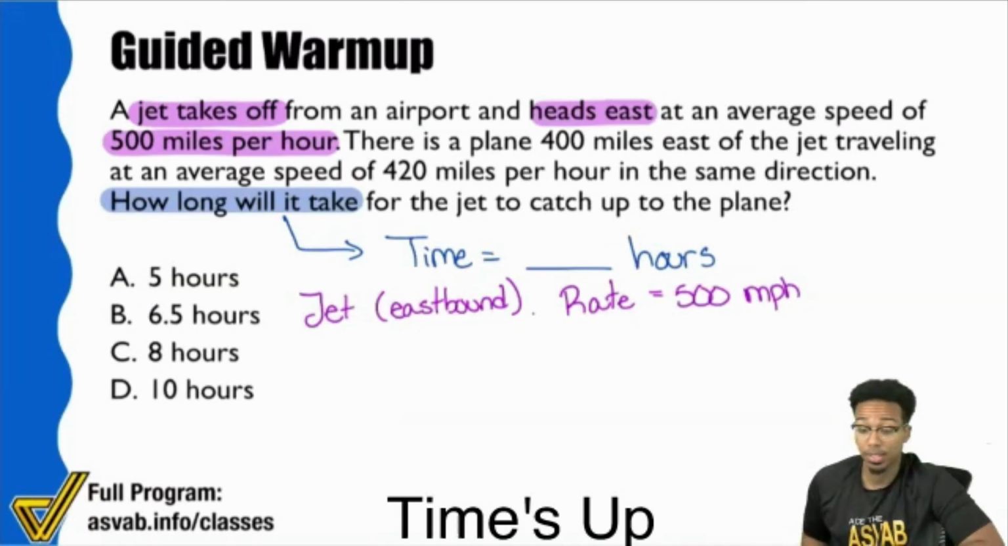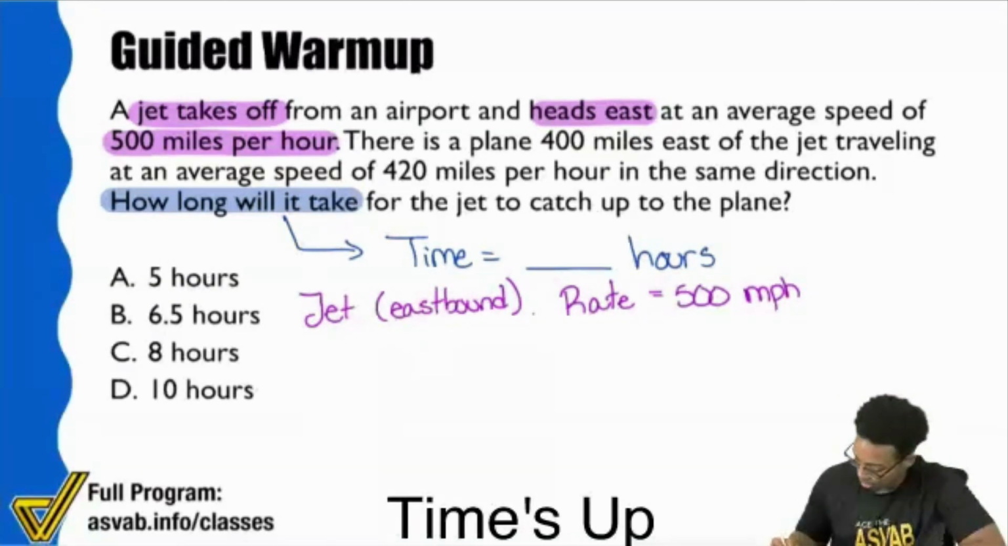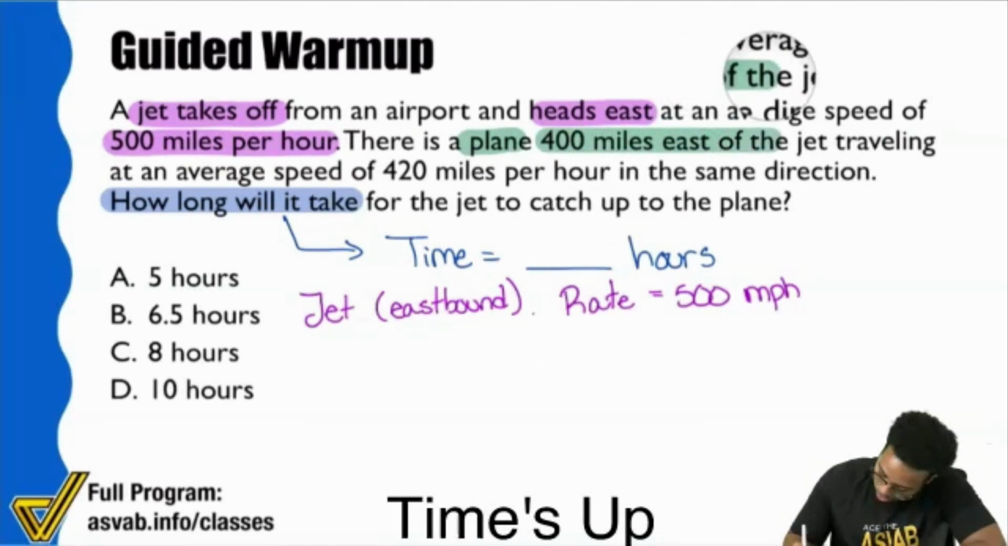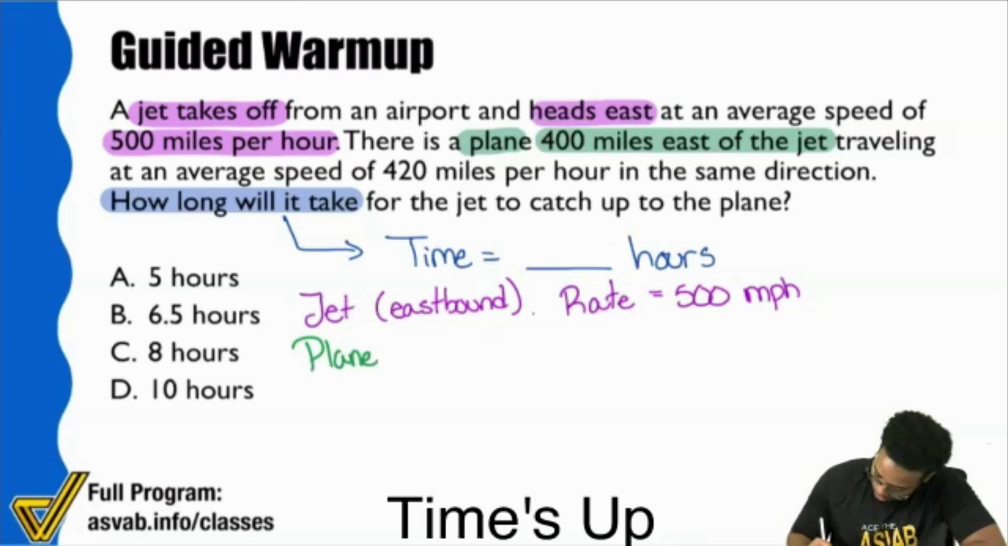Up next, let's take care of what we see next. We see that there is a plane 400 miles east of the jet traveling at an average speed of 420 miles per hour in the same direction. So right here, there is a plane 400 miles east of the jet. Sounds good. So we have a plane. It is also headed east.